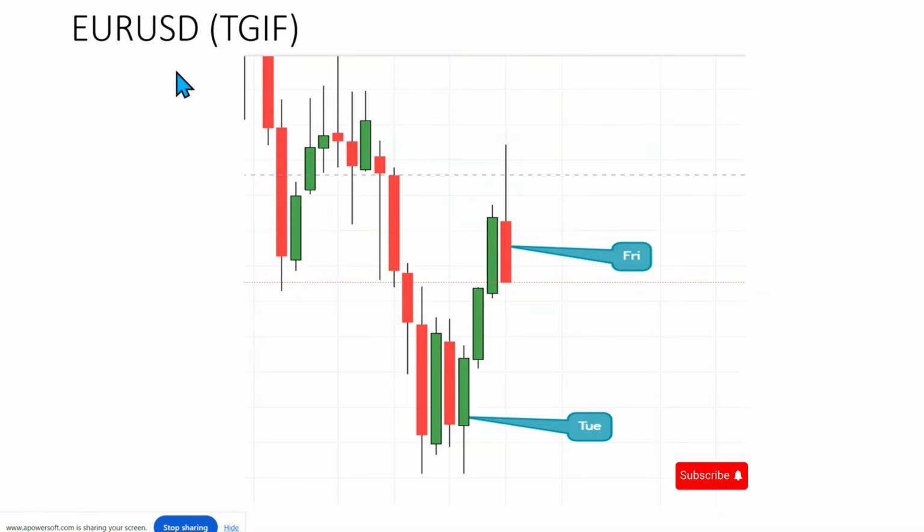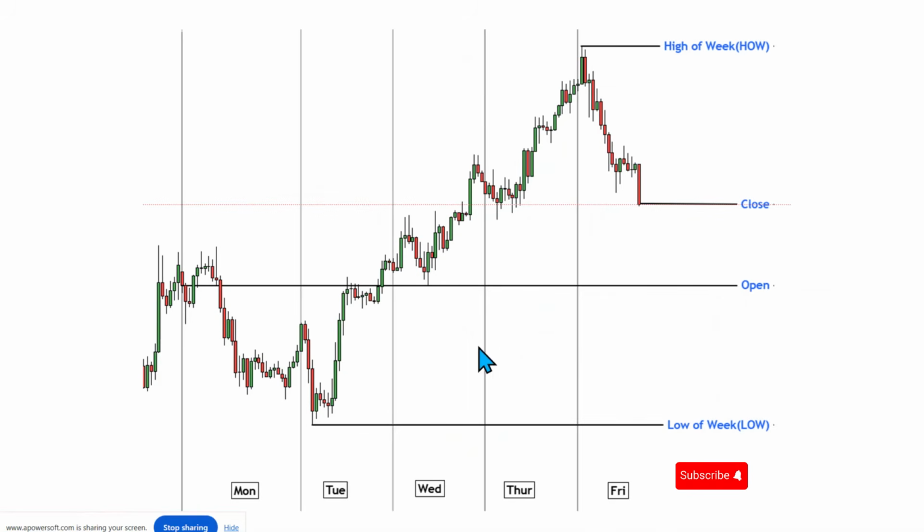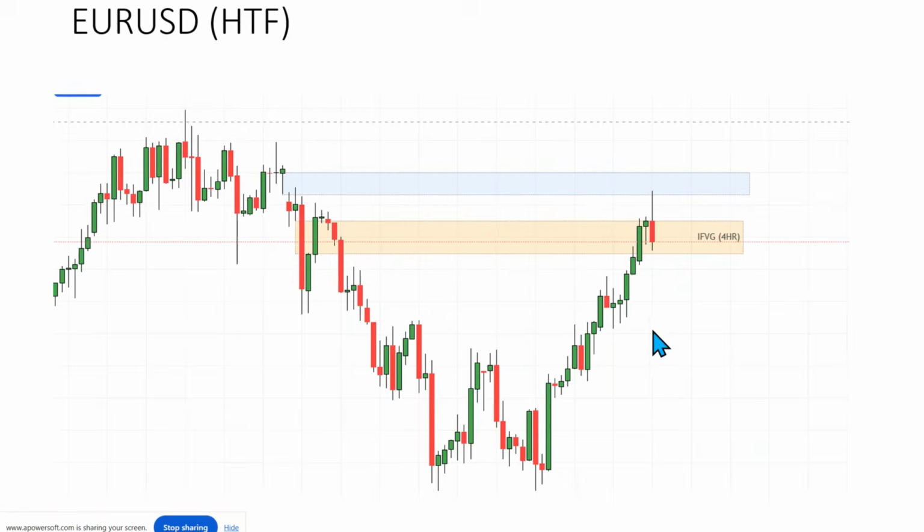So this is Euro USD, and this is Monday, Tuesday, Wednesday, Thursday. Tuesday has formed the low of the week. Thursday, we also have an expansion, and this is the Friday candle. See, the Friday candle is a bearish candle. So this right here is what you're trading as TGIF. If you come to the lower time frame, this is what it looks like on the 1 hour. You can see that is what you're trading as TGIF.